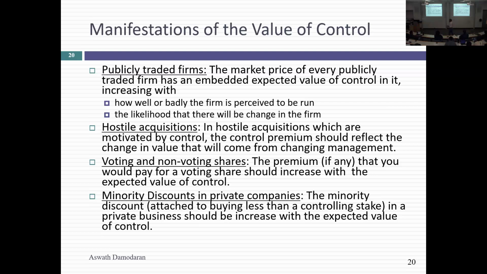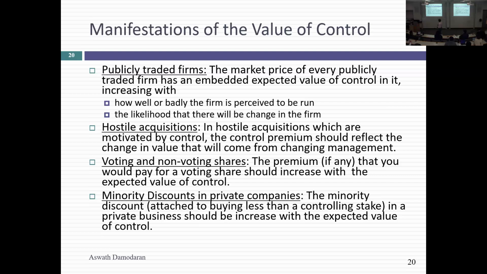So I'm going to talk about 4 scenarios where the value of control can be useful in thinking about how much you should pay for a company. First, I'm going to argue that in every publicly traded company, there is an expected value of control in the stock price. And I'll talk about it because it's implicit. You're saying, where the heck is it? It's in there. And you can argue that it will depend on how well or badly the company is run. So that expected value of control will be smaller in well-run companies, and larger in badly run companies, where the likelihood that there will be change is higher.